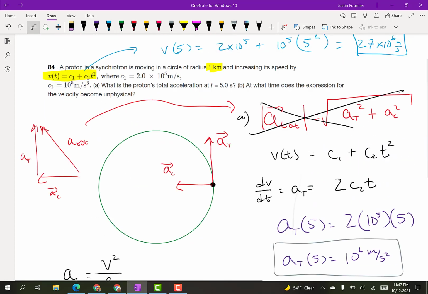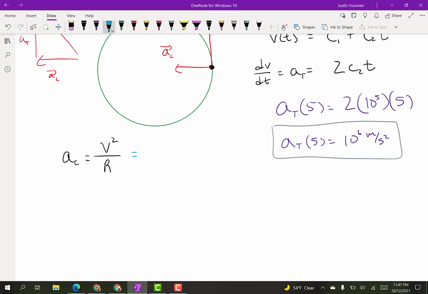And then I'm going to plug that in for here. So that's going to be 2.7 times 10 to the 6 squared divided by my radius, which is 1,000. So my centripetal acceleration is going to be about 7.3 times 10 to the 9.